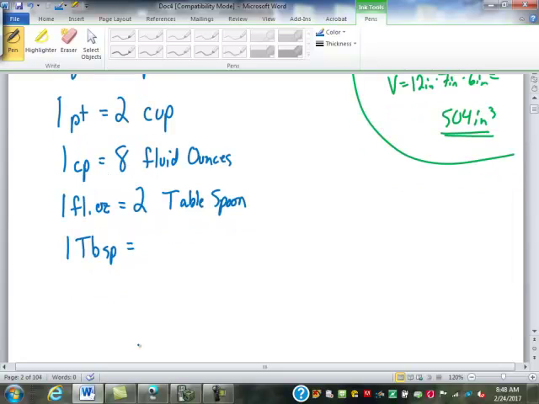Smaller than a tablespoon is a teaspoon. Anybody remember how many teaspoons are in a tablespoon? That one is 3 teaspoons in a tablespoon.